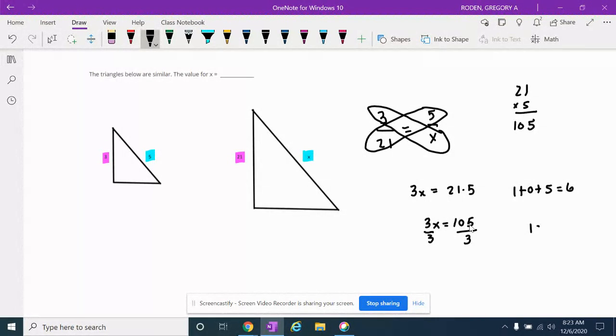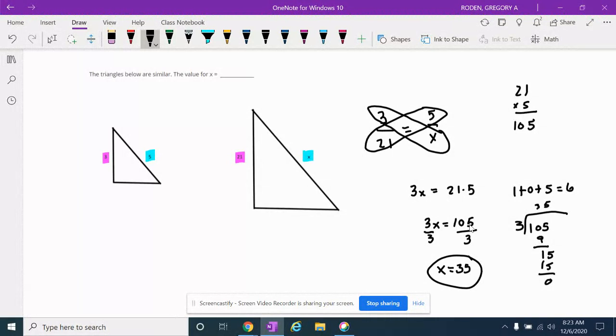So I get 105 divided by 3. 3 goes into 10 3 times. 3 times 3 is 9. That's a 1. Bring down the 5: 15. 3 goes into 15. 3 times 5 is 15. Get a remainder of 0, so I know x equals 35.